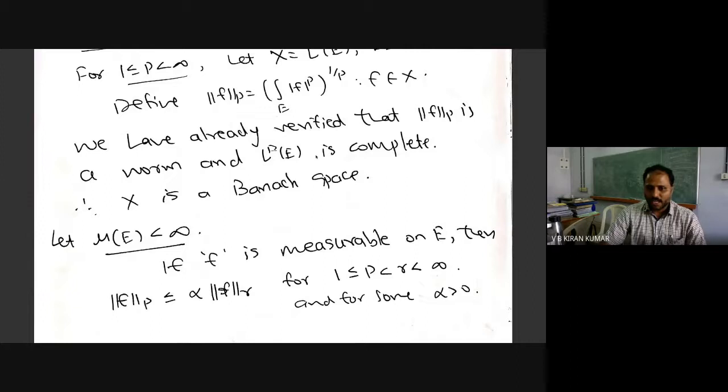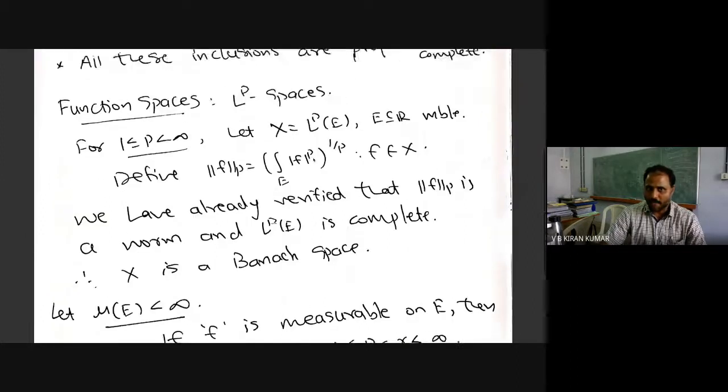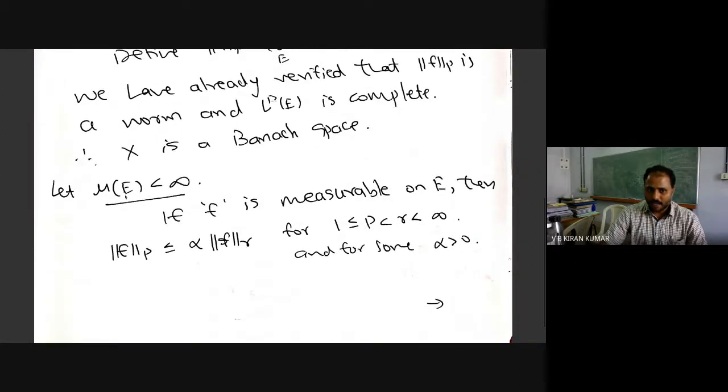Now, we are going to see the inclusion properties of capital L^p in the situation when the measure of E is finite. This is where I demand that the measure of E should be finite, because when the measure of E is infinity, this inclusion will not hold. That I will tell you just now.